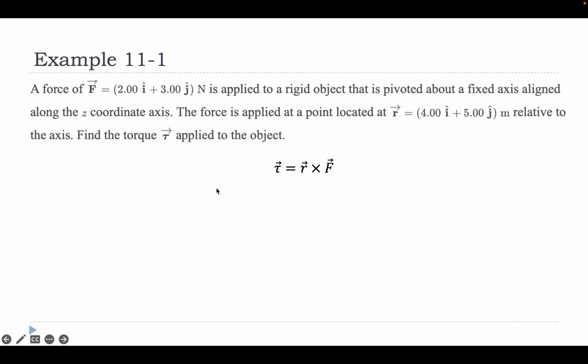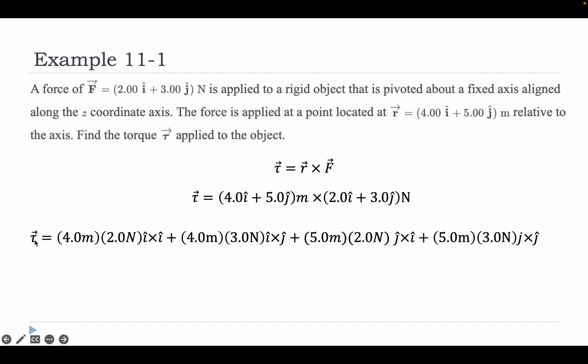So we know the torque is the cross product of this position vector with the force vector. So I can plug in the value for my position vector, 4 meters along the x direction and 5 meters along the y direction. And I want to cross it with the force, which is 2 newtons along the x direction and 3 newtons along the y direction. So what I'm going to do is actually FOIL this out. So I'm going to multiply the 4 times the 2, the 4 times the 3, and I'm going to keep the unit vectors in the expression and make sure that I take the cross product between them.